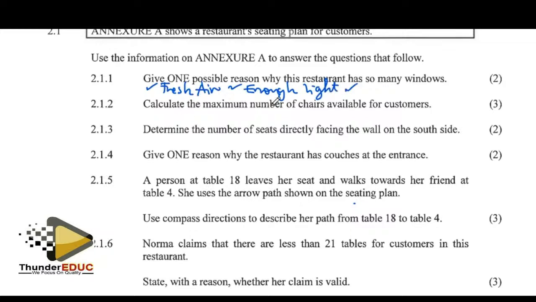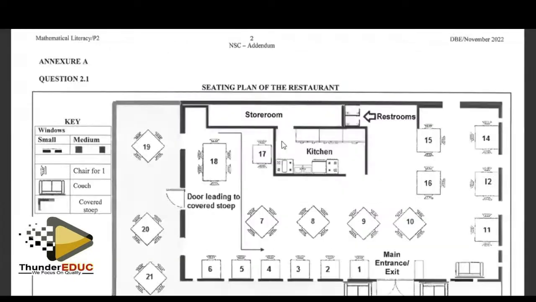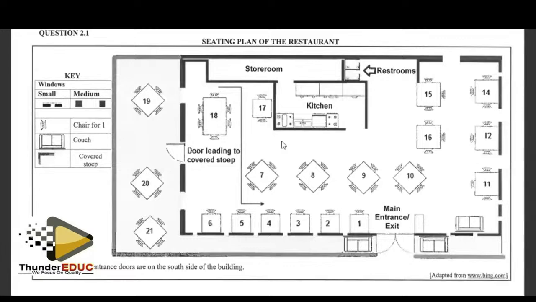All right, calculate the maximum number of chairs available for customers. Let's go to our next chair. The next chair is here, and numbers available for customers. Please take note. How many tables have 4? We have 1.